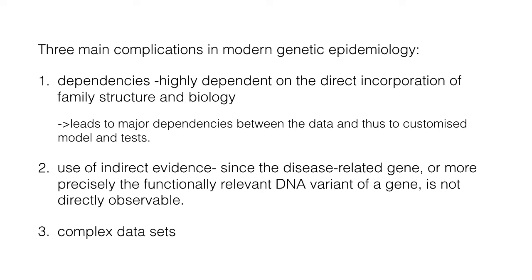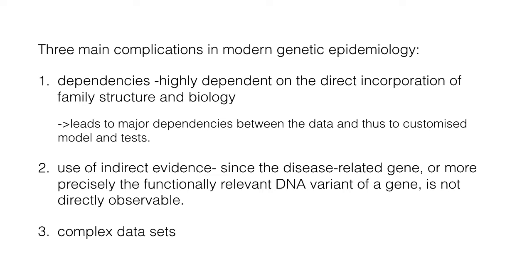However, there are three main complications in modern genetic epidemiology. Number one is dependencies. Genetic epidemiology is highly dependent on direct incorporation of family structure and biology. So this leads to major dependencies between the data and thus to customized models and tests.